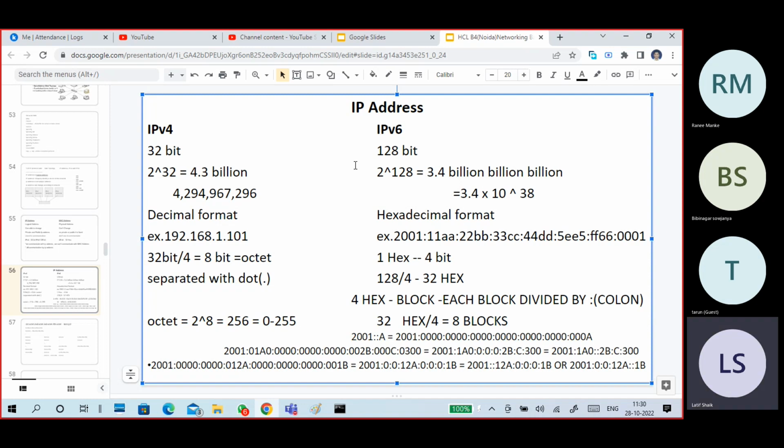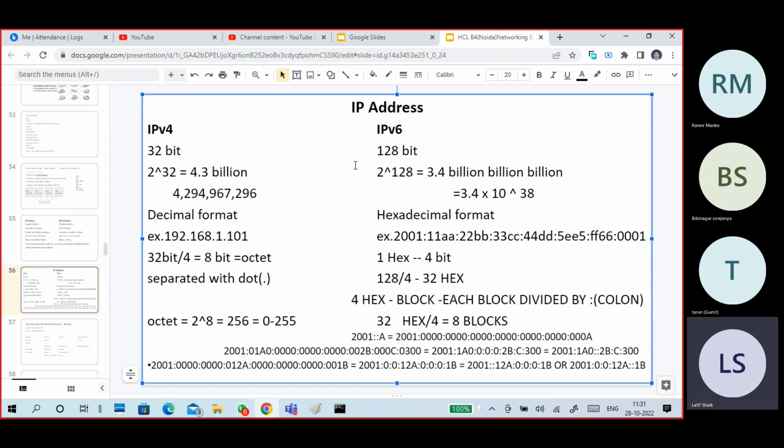It is 4.3 billion billions of IP addresses. Sorry, 3.4 billion billions of IP addresses. Exactly, 3.4 into 10 to the power of 38 IPv6 addresses are there. We are not using them entirely, but still, that is the total range. Globally, if we use only IPv6 communication, each and every device we can give IP addresses, even to each particle. It is very huge compared to IPv4. IPv6 has huge differences, a huge number of IP addresses.